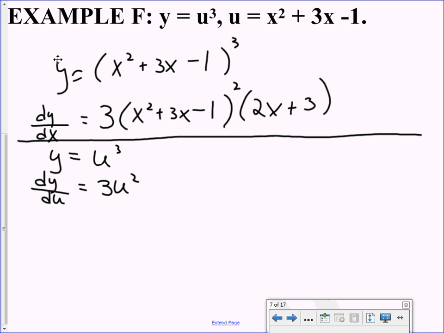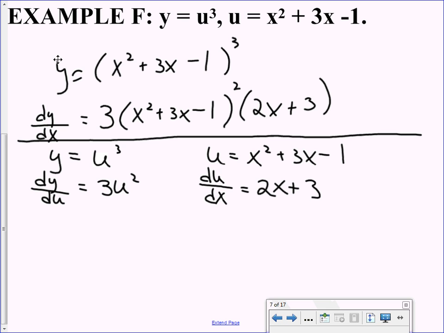And the other equation that they gave us was u equals x squared plus 3x minus 1. So if I find the derivative of this equation, it's not y equals, it's u equals. The derivative will not be dy dx, it'll be du dx equals 2x plus 3. So from the two equations, separately, we can find the derivative dy du and du dx.